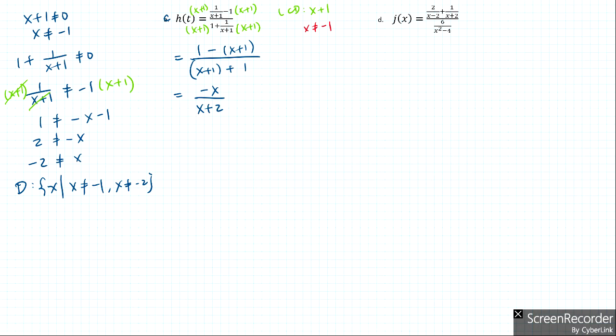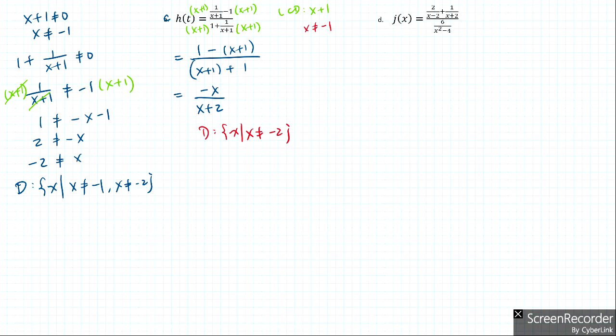Again, no cancellation over here, but we do have a domain restriction for the result being x doesn't equal to negative 2 over here. And that negative 1 restriction is kind of invisible, only looking at the final result, but it was being used in the LCD.